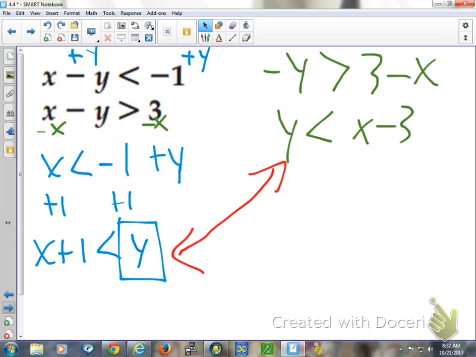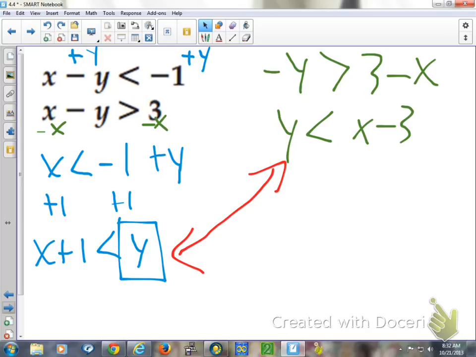You said y can't be negative. Right. Y can't be negative. So you had to multiply everything by negative 1. And when you do that, what do you have to remember to do? Flip the side. Flip your inequality. That's right. Which is why when I multiplied everything by negative 1, I just flipped my inequality.